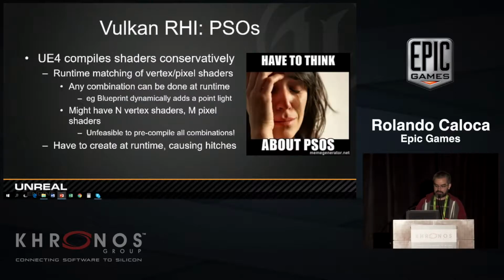So the next big thing is PSOs, everybody's favorite thing. Unreal compiles the shaders conservatively. So you declare a vertex shader, declare a pixel shader, a geometry shader, and then at runtime, we match them. So any combination or a lot of combinations can be done at runtime. For example, you could have a blueprint dynamically spawning a new point light. So the shader has to be compiled, and we don't know the permutation of vertex with pixel. That makes it very hard for us to pre-compile all combinations. So we have to create them at runtime, and this is why we have hitches on the demo.